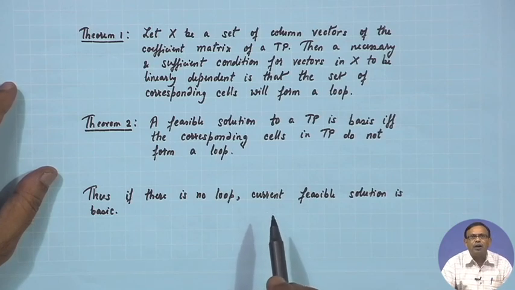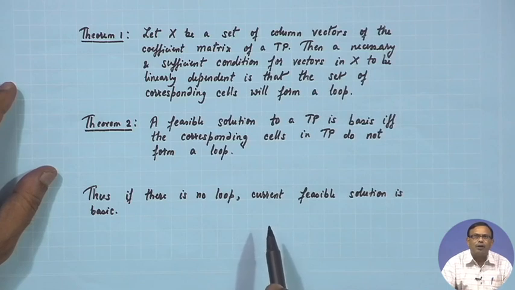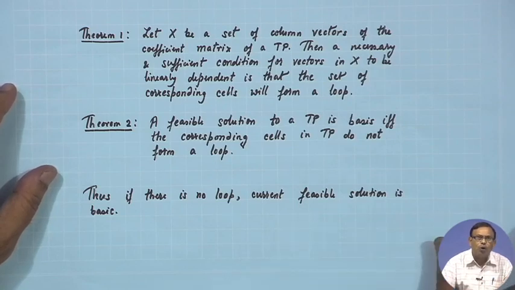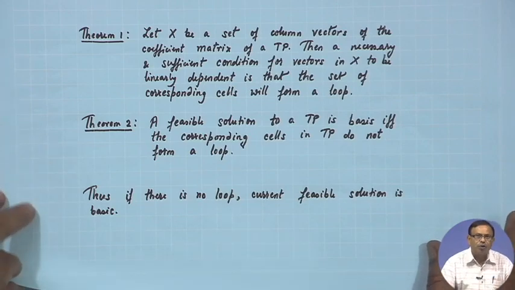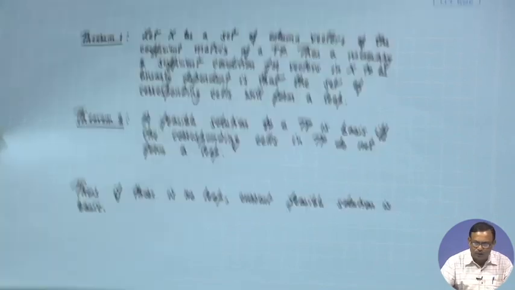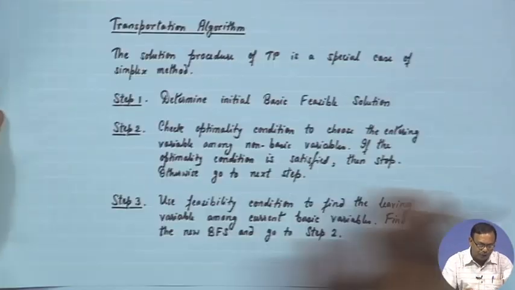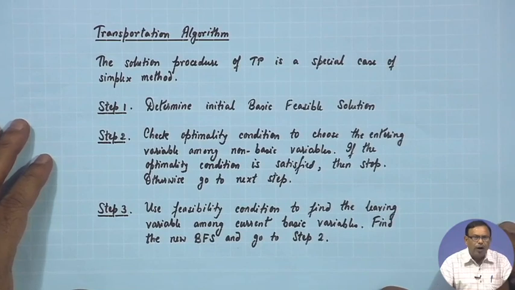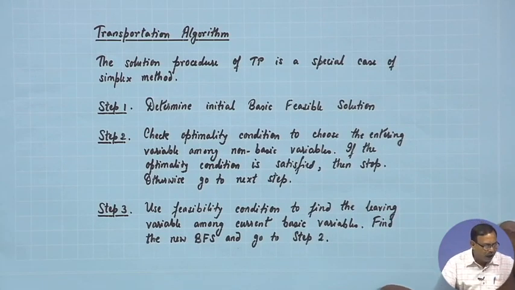Theorem 2 says that a feasible solution to a transportation problem is a basis if and only if the corresponding cells in the transportation problem do not form a loop. So, it ensures that if there is no loop, then the solution whatever you have obtained by Vogel approximation method or other methods will be optimal. Thus, if there is no loop, then the current feasible solution will be a basic solution and it will be the optimal one also. Now, quickly let me talk about the transportation algorithm.